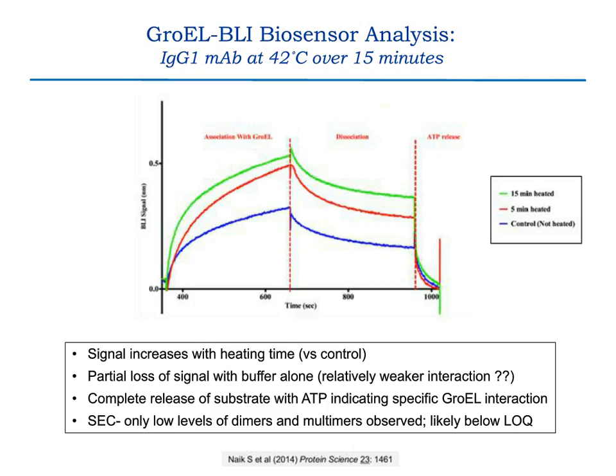We did see complete release by ATP. And in comparison to size exclusion, we only saw low levels of dimers and multimers, likely because we were near the LOQ of this assay.